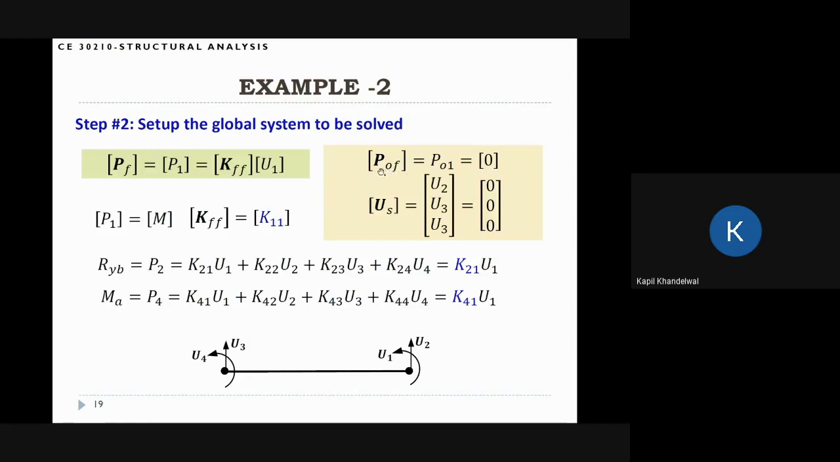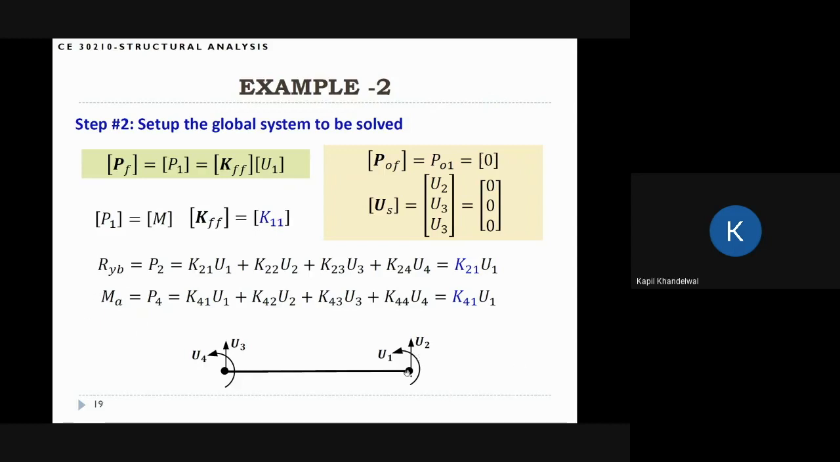Remember that in this case, POF and US are 0. US is actually U2, so there's a typo here. This should be U2, U3, U4. I'll fix it later on. So US is all 0. We already know that U2 is 0, U3 is 0, U4 is 0. And of course, there are no member forces. So PO1, PO2, PO3, PO4, everything is 0.